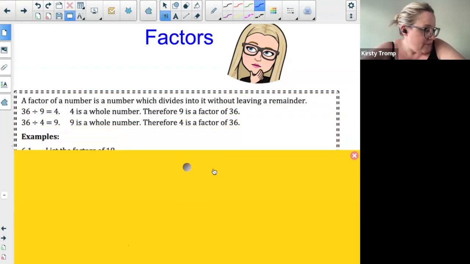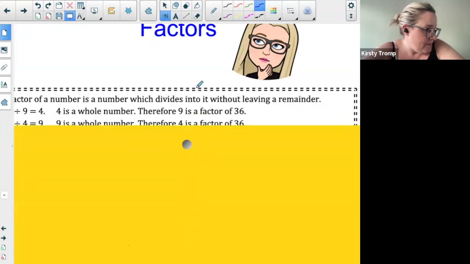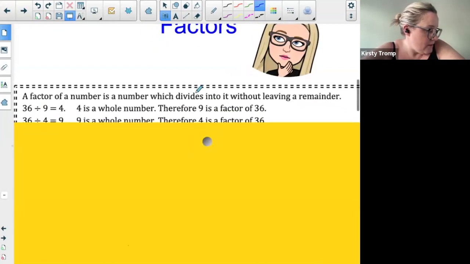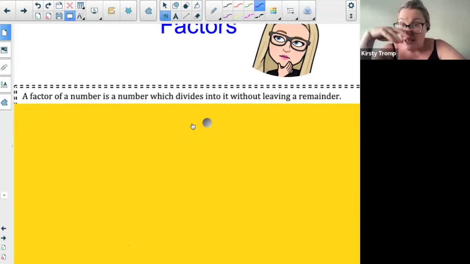If I'm looking for my factors, let's start with a little bit of theory. Our theory says to us, a factor of a number is a number which divides into it without leaving a remainder. Now that's really important. Guys, remember remainders from last year. No one likes remainders. No one wants to have to deal with decimals. So a factor is a number which divides into the number without leaving a remainder.